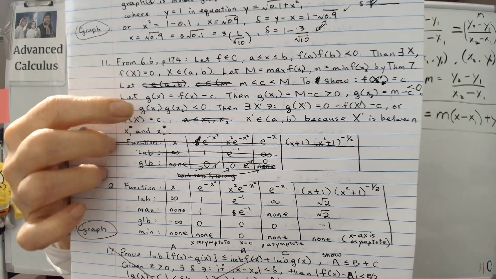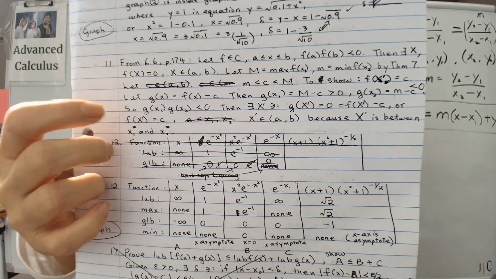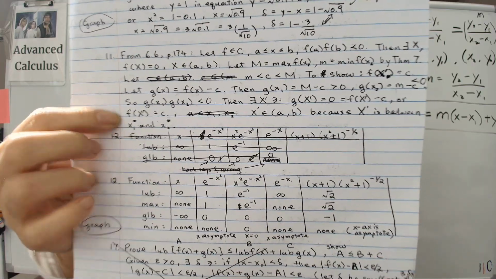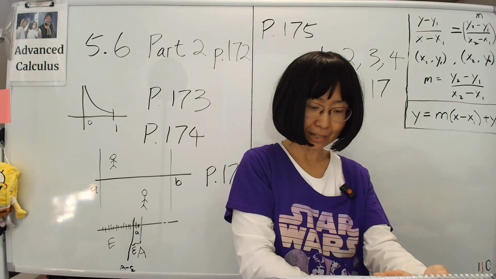That is, you end up with f minus c equal to 0, therefore f equals c. And that's the proof of problem 11.